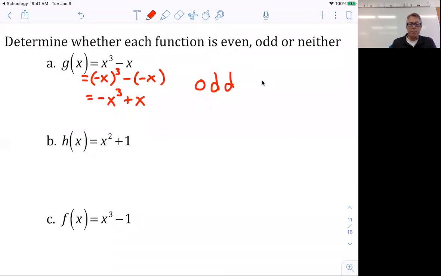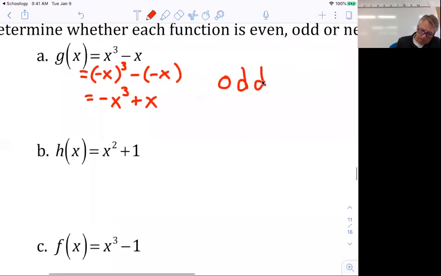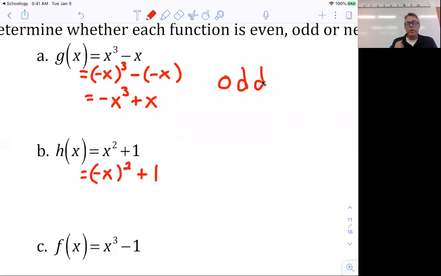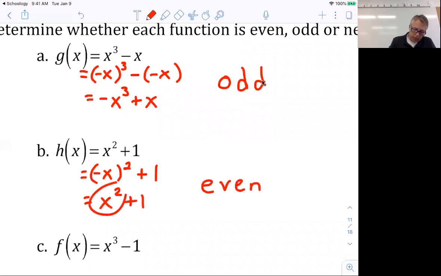Now to test for part B, we're going to do the same thing here. We're plugging a negative x in for x. So I get negative x, quantity squared, plus 1. Well, negative x squared is negative x times negative x, which is positive x squared. And so I have x squared plus 1. That means that is even. It's even when your result is the same as the original. X squared was the same as the original x squared. And 1, of course, is the same as 1.